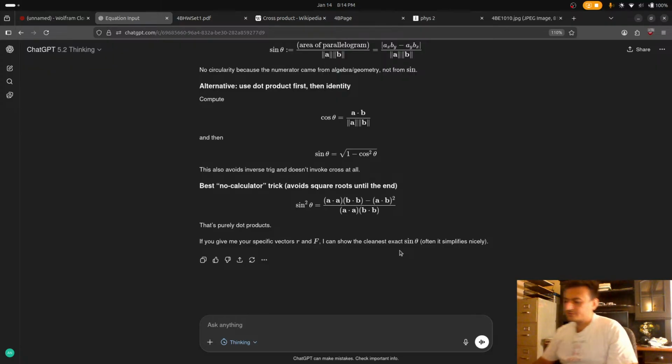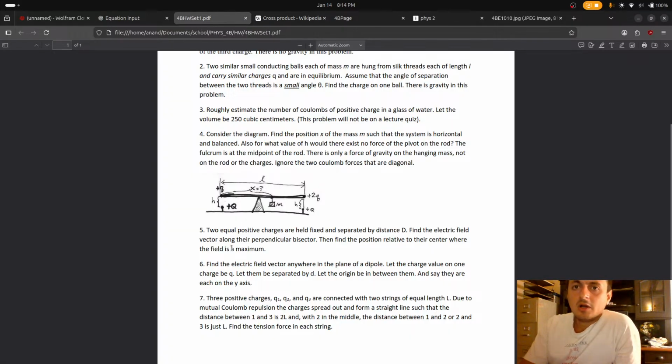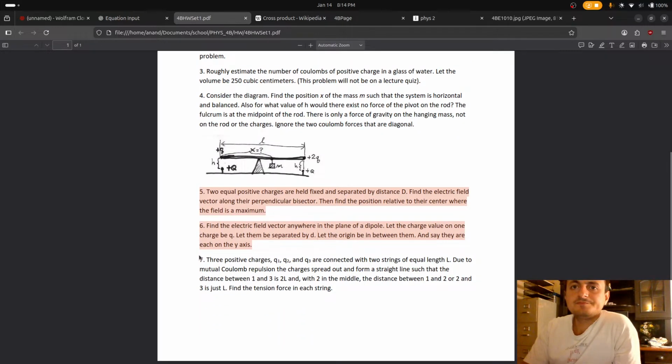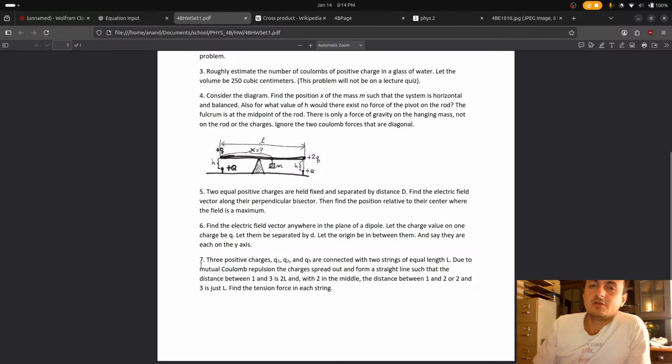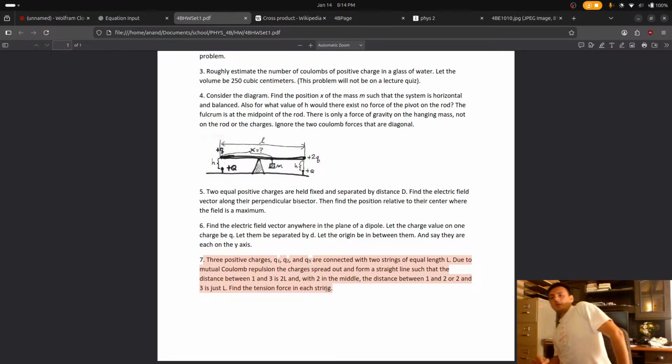All right, so should we do the last problem then? All right, so these two, 5 and 6, they're E field problems, so we're kind of good on that. This is not going to be a torque problem. All right, I'm gonna get LaCroix.